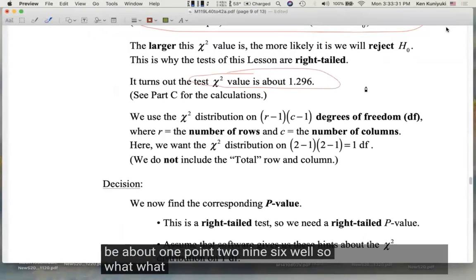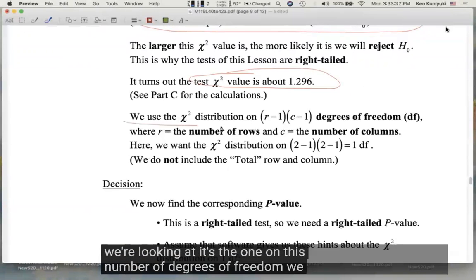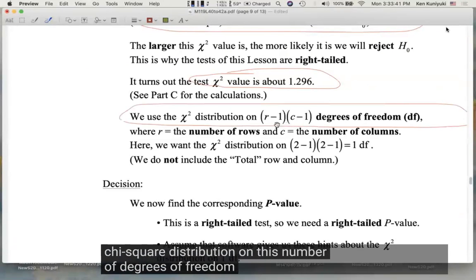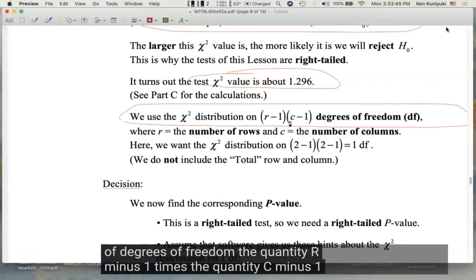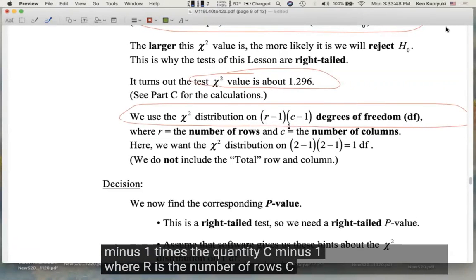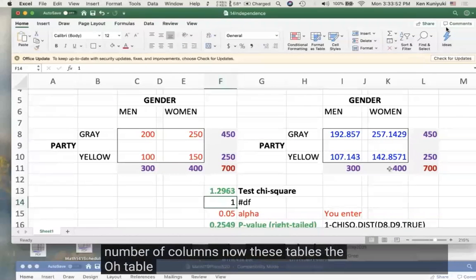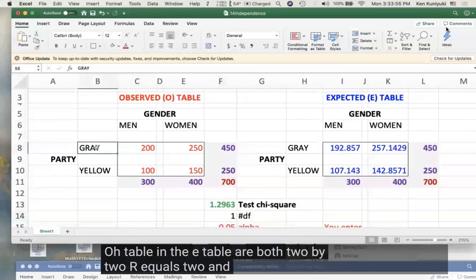Well, so what? What is the chi-square distribution we're looking at? It's the one on this number of degrees of freedom. We use the chi-square distribution on the quantity R minus 1 times the quantity C minus 1 degrees of freedom, where R is the number of rows, C is the number of columns. Now, these tables, the O table and the E table, are both 2x2. R equals 2 and C equals 2.